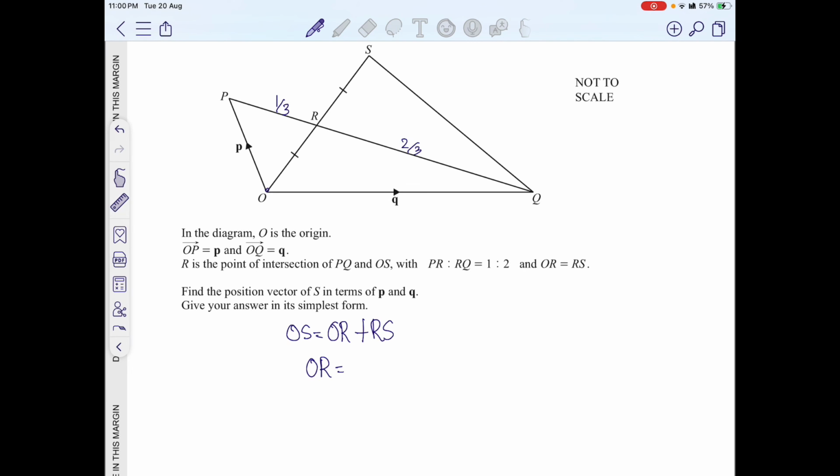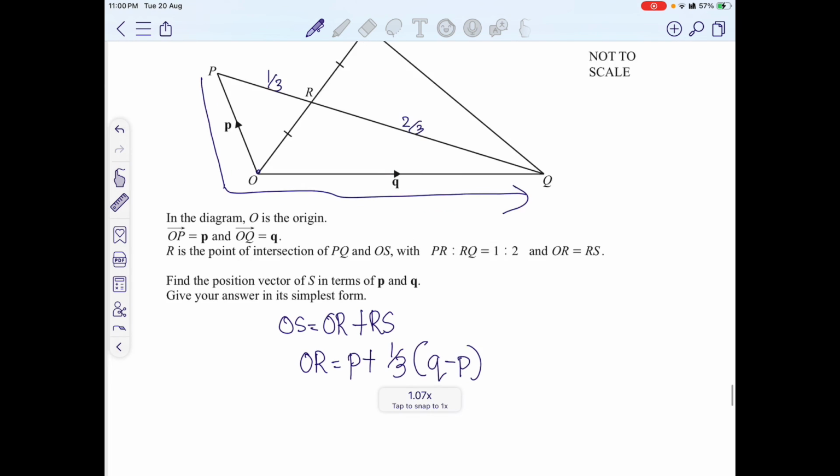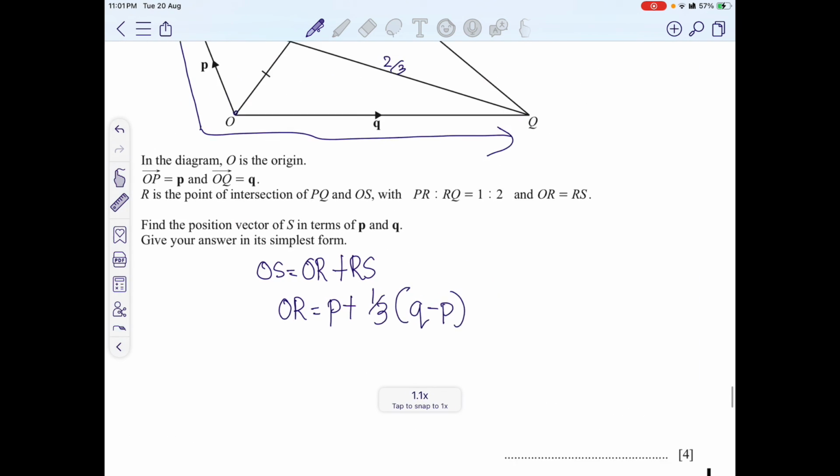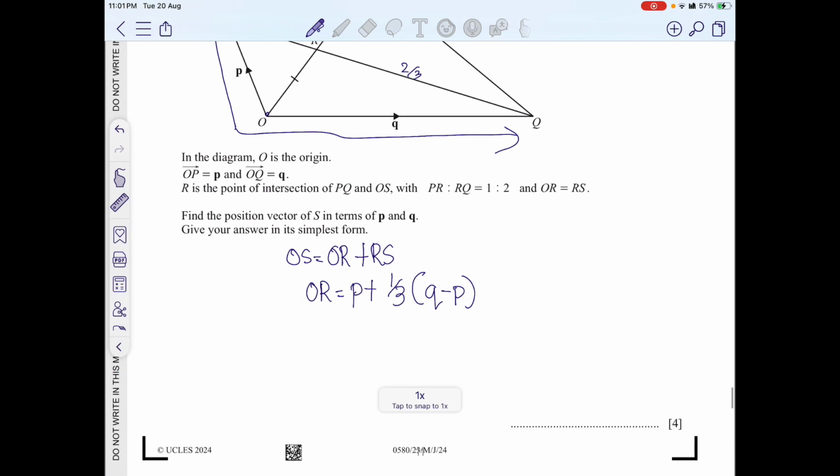OR is basically equal to P plus 1 by 3 of the route P to Q. Now how to go from P to Q? That is Q minus P, because I will go down from P, that is from here, and then I continue all the way here. So this is how I found OR, alright? Now it says that OR is equal to RS.